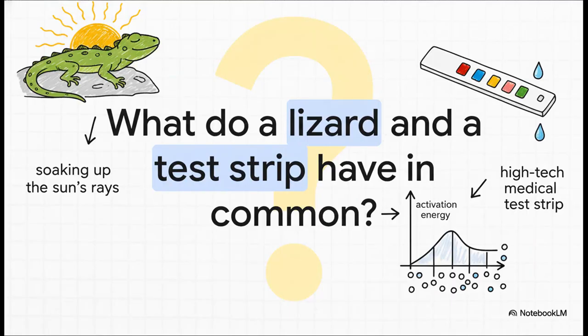All right, to get us started, I've got a little puzzle for you. On one hand, you've got a lizard, right? Just chilling, soaking up the sun. And on the other, you have one of those high-tech medical test strips. I mean, they couldn't be more different, could they? But here's the thing. They share a really fundamental scientific principle. Any ideas what it could be?